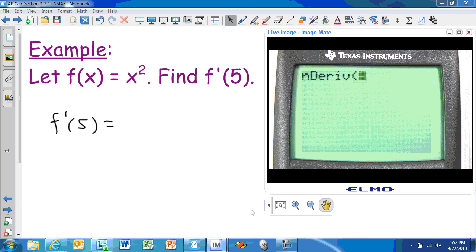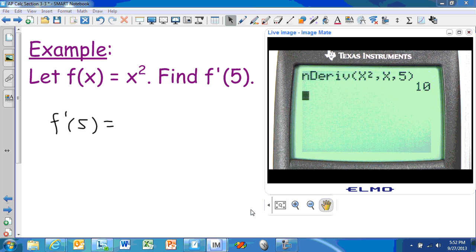But nderiv, the first thing you specify is your function. So my function is x squared. Again, if that function you'd already put into y1, and maybe you graphed it or did something with a table, whatever you did with it, you could specify y1 right here in the nderiv command, so I don't have to retype that function. It's just x squared, and we haven't put it into y1, so that's why I'm going to type it in this time. The variable is x, and the value was 5. We wanted f prime at 5.